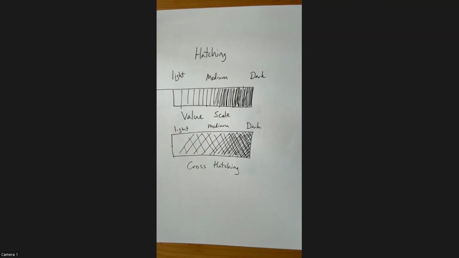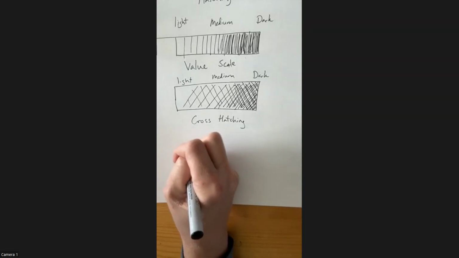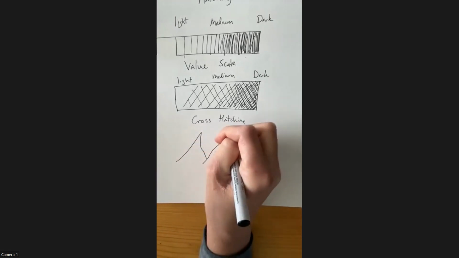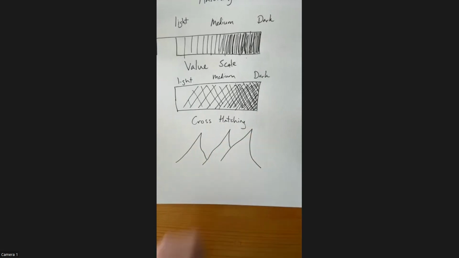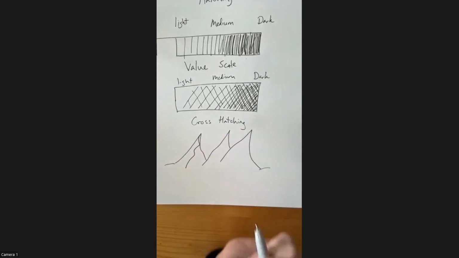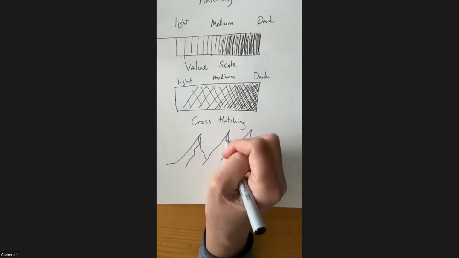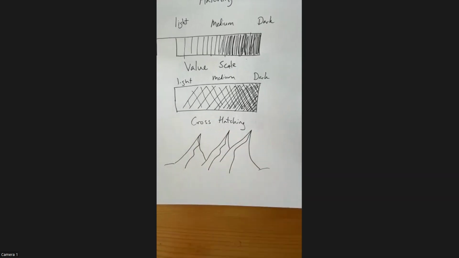All right, let's go ahead and apply these concepts. And this time we're going to do it with some mountains. So we're going to draw three mountain peaks. All right. And then we're going to draw that midline. And this one too. All right.